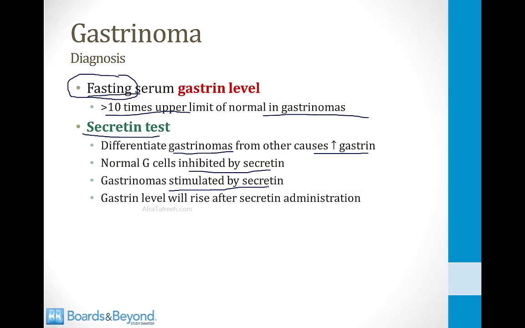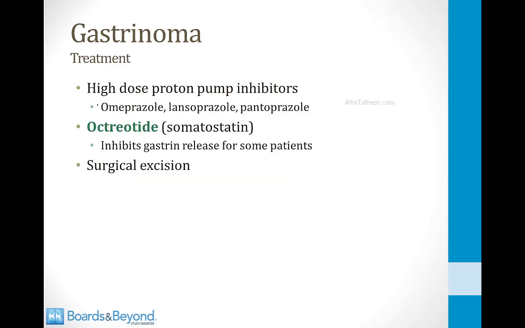So if you administer secretin to a patient and the gastrin level rises, that suggests that the patient has a gastrinoma. There are several ways to treat gastrinomas. One way is to administer high dosages of proton pump inhibitors like omeprazole, lansoprazole, and pantoprazole. As I told you before, these drugs are standard therapy for ulcers, and usually patients with gastrinomas are refractory to these drugs. However, you can try very high dosages.